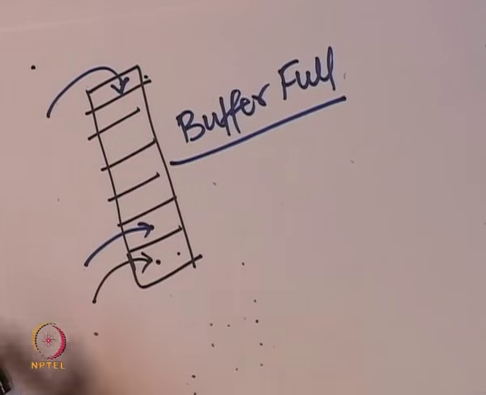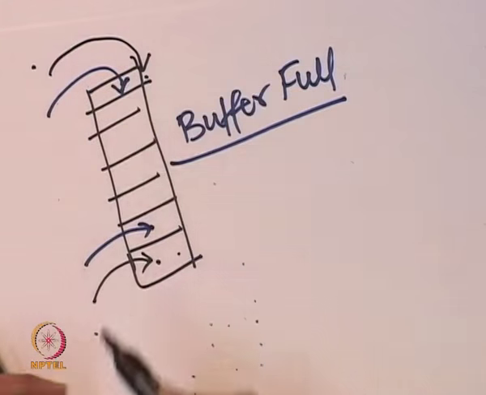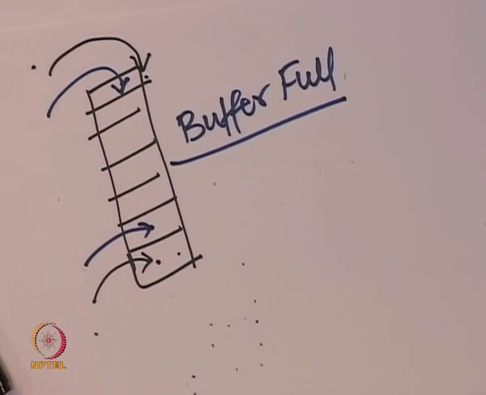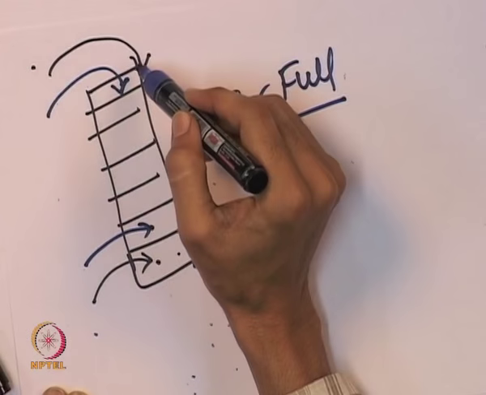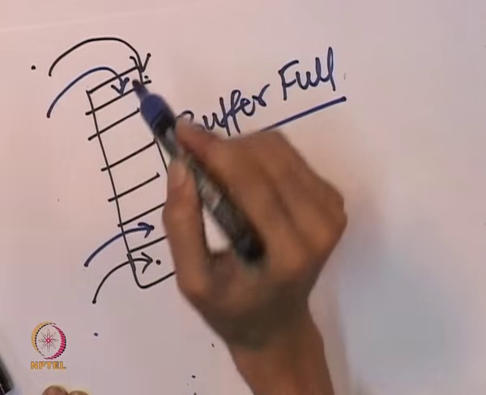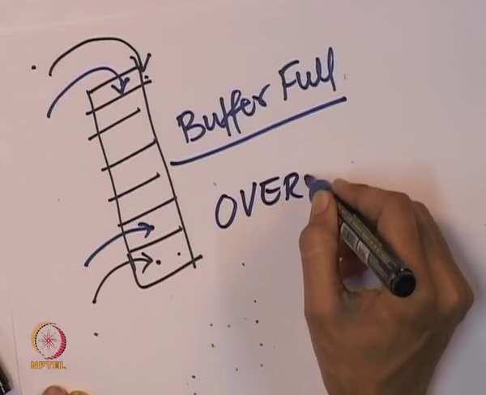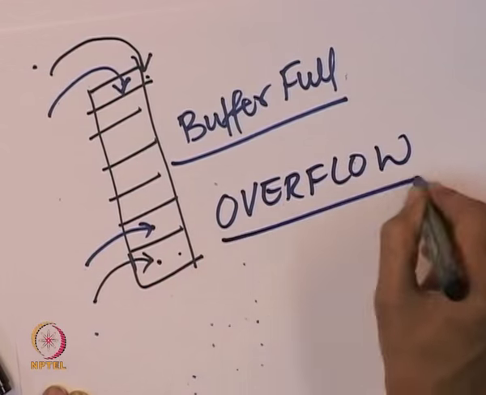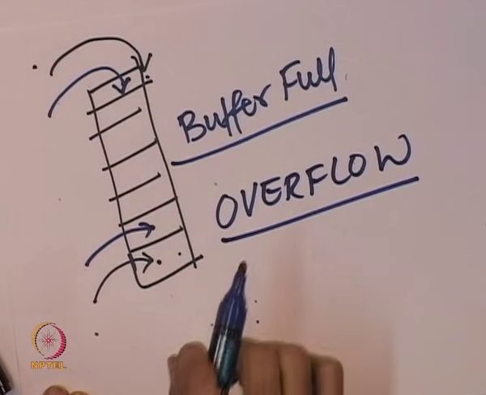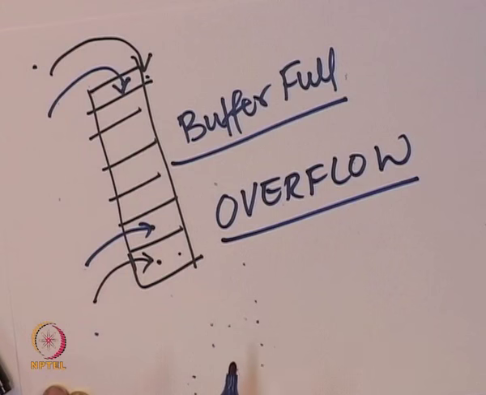Now, even if it generates the buffer full signal, when you want to write one more value, say the ninth value, what should it say when you are trying to write the ninth value? It should say that the buffer is full, you cannot write. So it should generate an overflow signal, right? So when you are trying to write the ninth value, it should generate the overflow signal. This is another corner case.